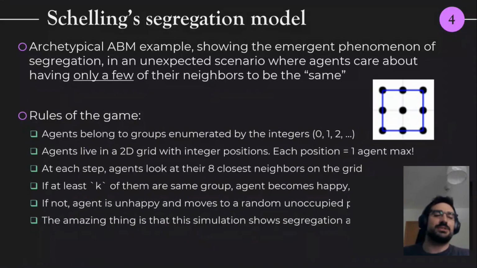So how does this work? Well, you have some agents and they belong to groups, and the groups are the integers, so that we are politically correct. We just say that the groups are 1, 2, and 3. And the agents live on a two-dimensional grid with integer positions, like these black dots over here. At every step of the simulation, the agents look at their 8 closest neighbors on the grid.